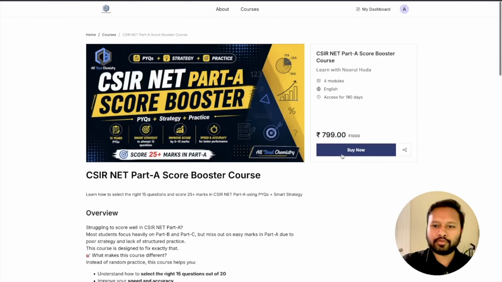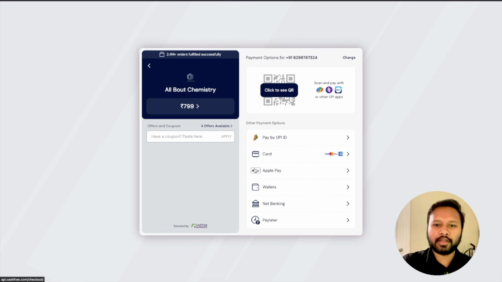And all you have to do is click on this buy now button, and then fill in your details. You can complete this payment using any of these modes, like UPI, card, or any of the methods to make this payment. Once you make the payment, you will be able to access this course.